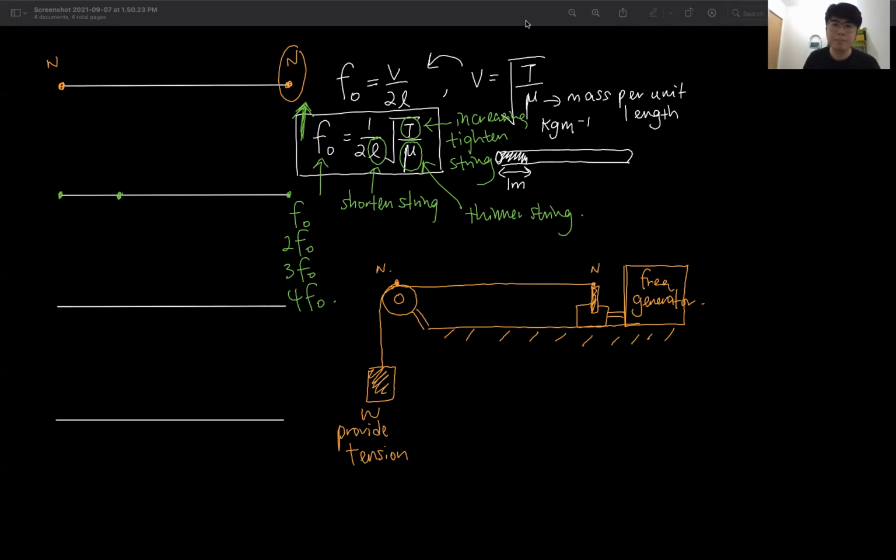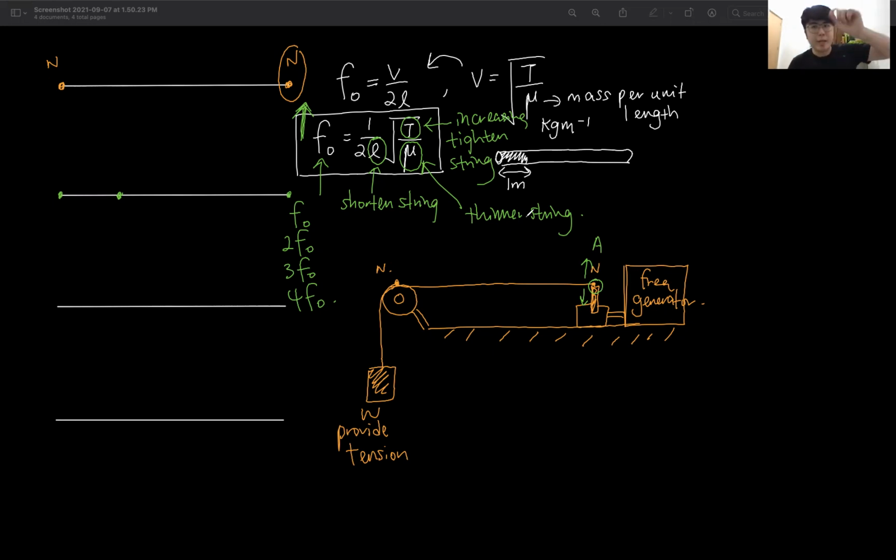And sometimes, depending on what type of connection is here, if the connection is a fixed connection, then it is a node. If the connection is allowed to swing up and down, then it becomes an anti-node. You have to be careful with that one. But seldom they will ask you. But just for the sake of knowing. So if this is allowed to go up and down, then this becomes an anti-node.